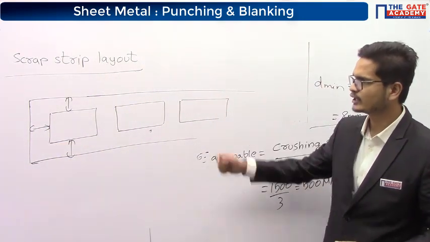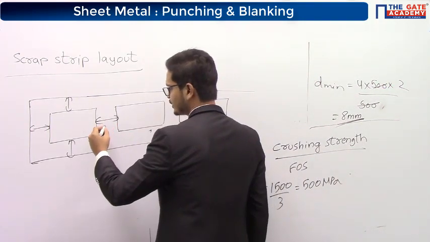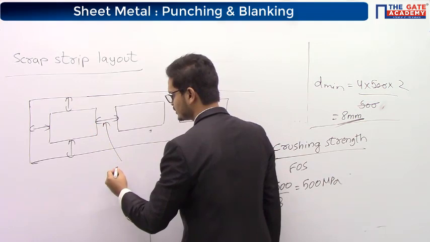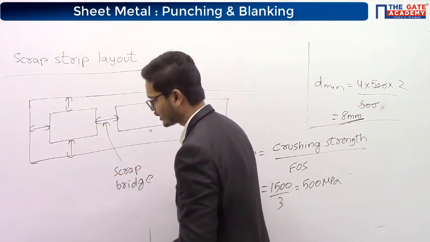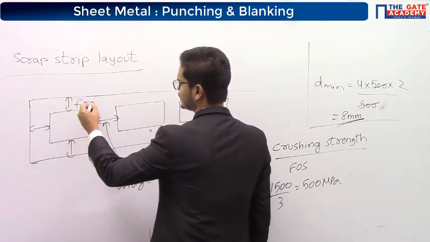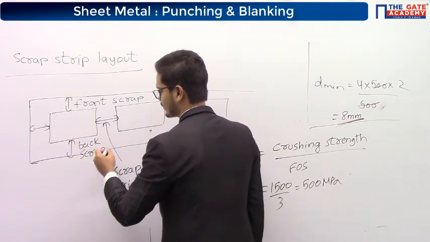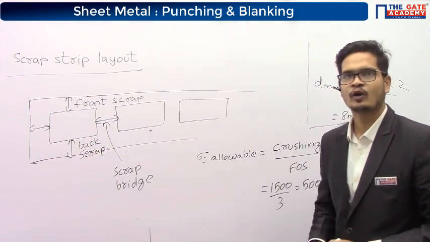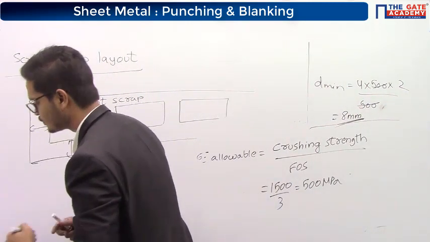This is what we are going to deal with in this topic. This portion is called the scrap bridge. This is called the front scrap, and this is called the back scrap. Generally, all these values are taken equal.